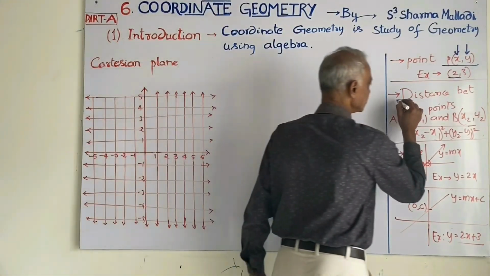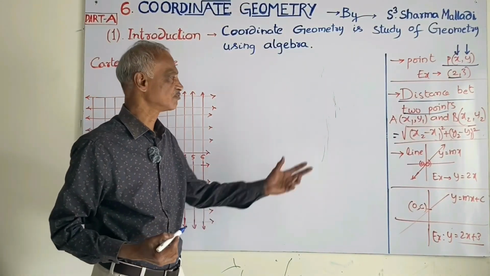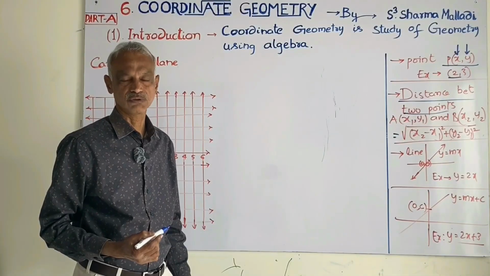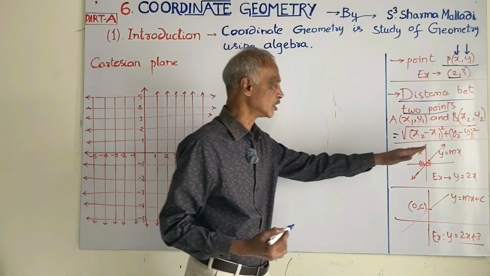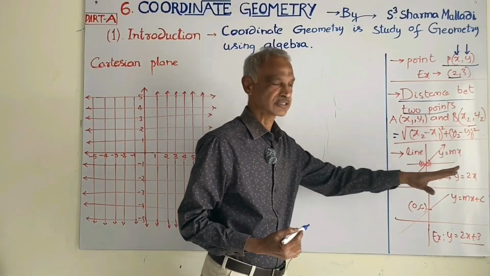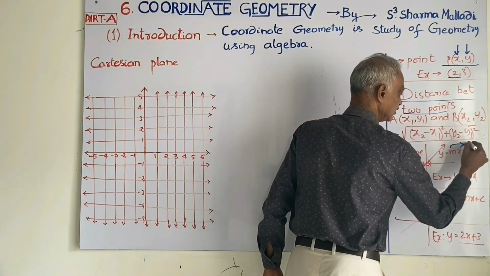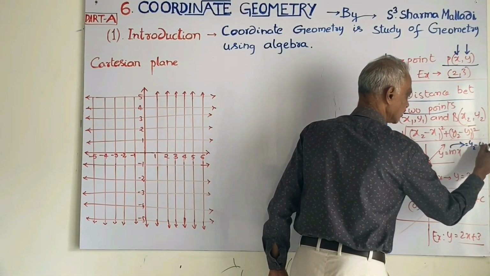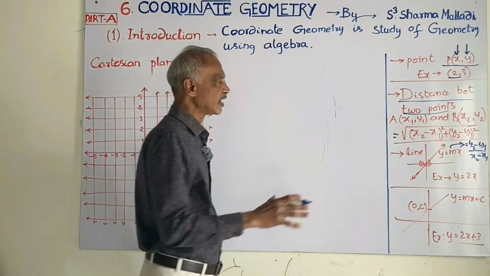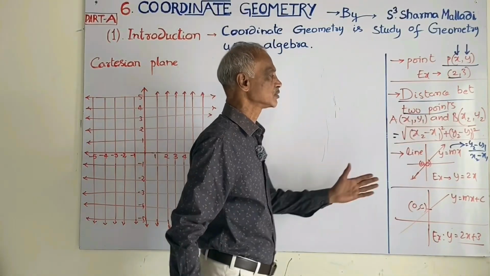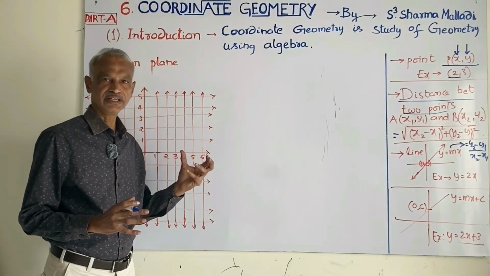To find the distance between 2 points (x1, y1) and (x2, y2), distance is in the form of root of (x2 minus x1) whole square plus (y2 minus y1) whole square. To identify a line which is passing through origin, it is in the form of y is equal to mx. M is the slope of the line, and what is the slope of the line? It is (y2 minus y1) by (x2 minus x1). To locate a point, to find the distance between 2 points and also to find slope of a line, we require algebra to study geometry.